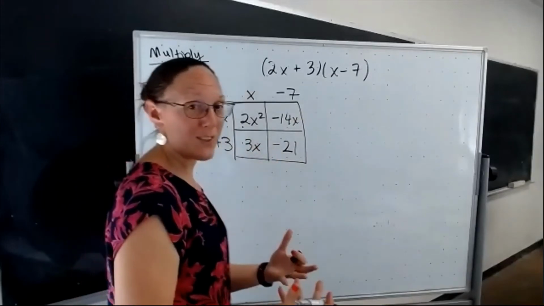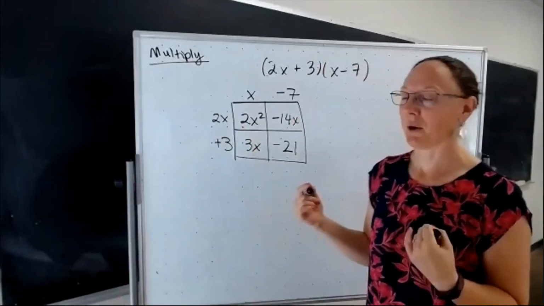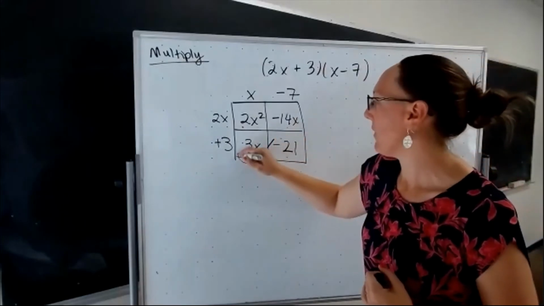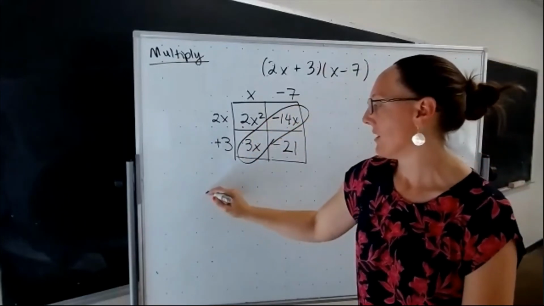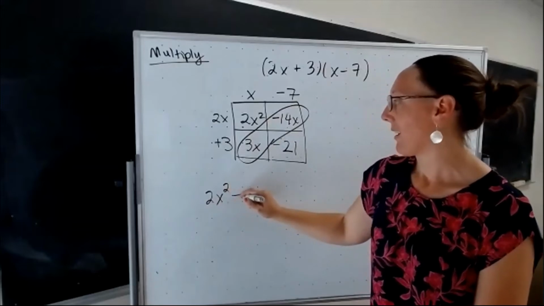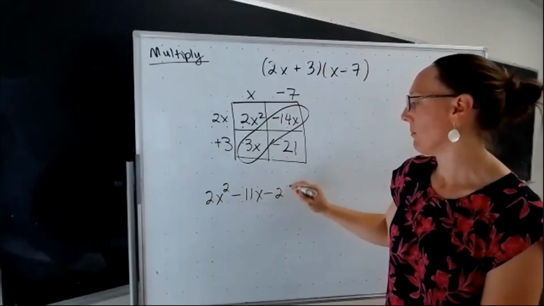And then when I go to write my answers down, I just want to make sure, again, to combine my like terms. And these two terms both have x's. So I'd end up with 2x squared minus 11x minus 21.